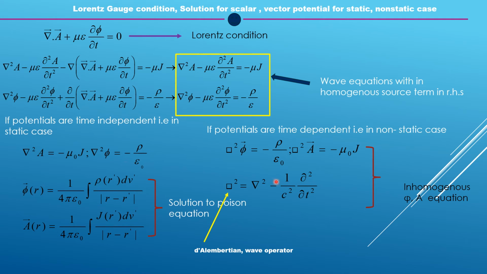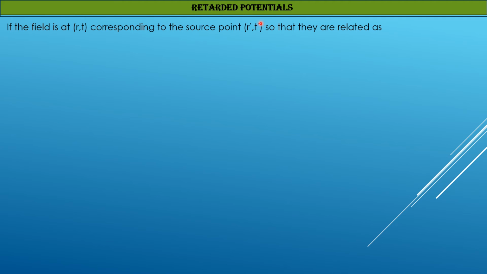So now we'll see the solution of phi and A for the non-static case. And here comes the concept of retarded potential. If the field point is at r, t and the source point is at r prime, t prime, how do we relate them? They are related like this equation. What is that? t prime is the retarded time. Retarded means an earlier time. This is the time taken by the electromagnetic wave to travel from the source point to the field point.